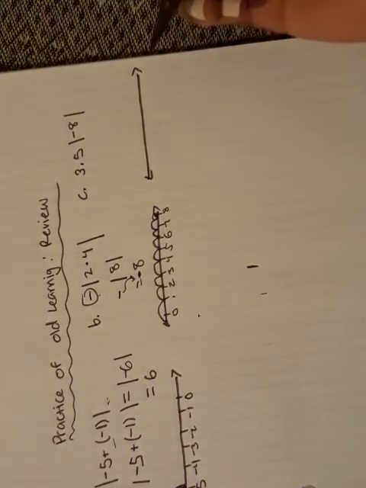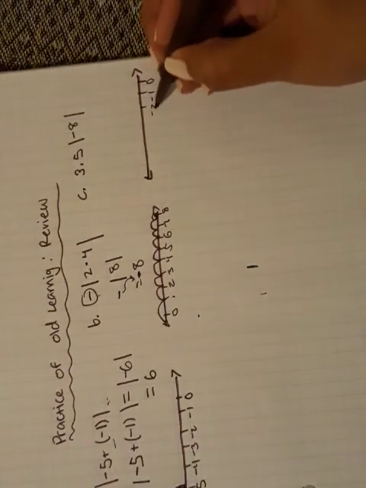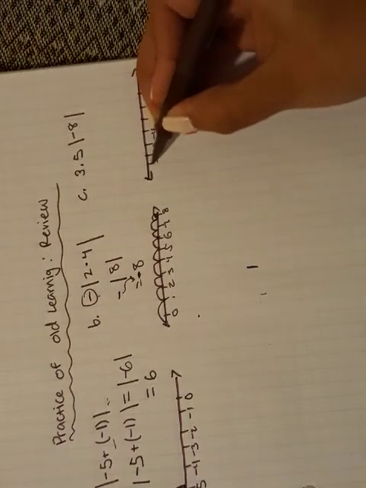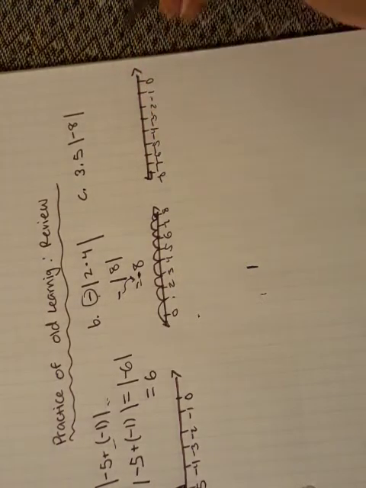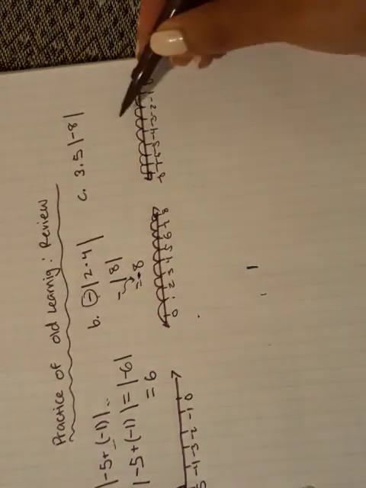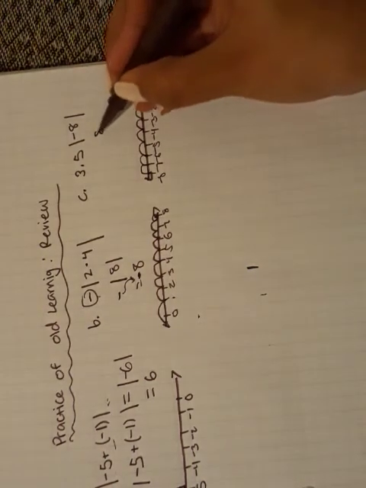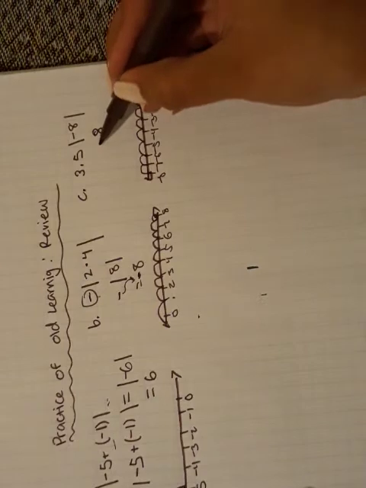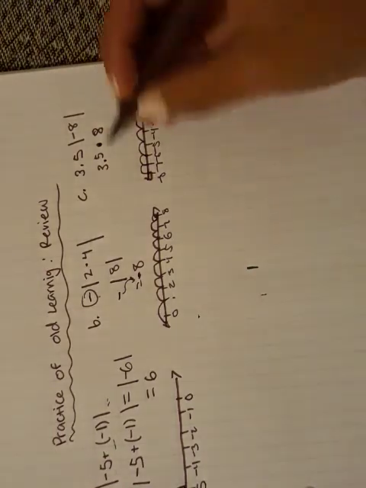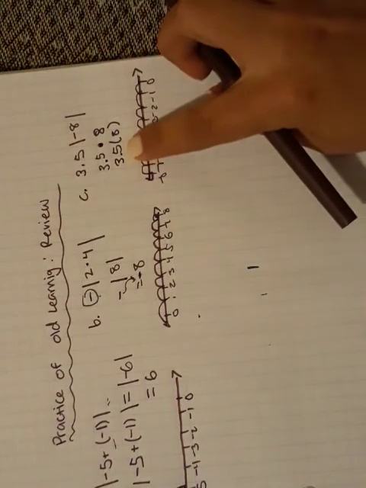So once again, absolute value is how far it is away from zero. -8. It is 1, 2, 3, 4, 5, 6, 7, 8. It is 8 units away from zero. So the absolute value of -8 is 8. Now you have 8 times 3.5. You can do it like that, or it's a little confusing because of the decimal, so I'm going to put it in parentheses.